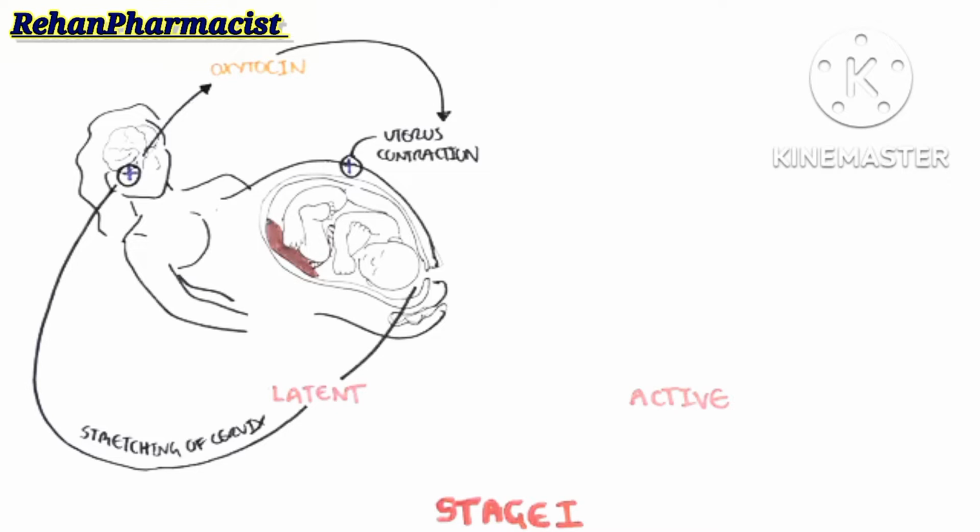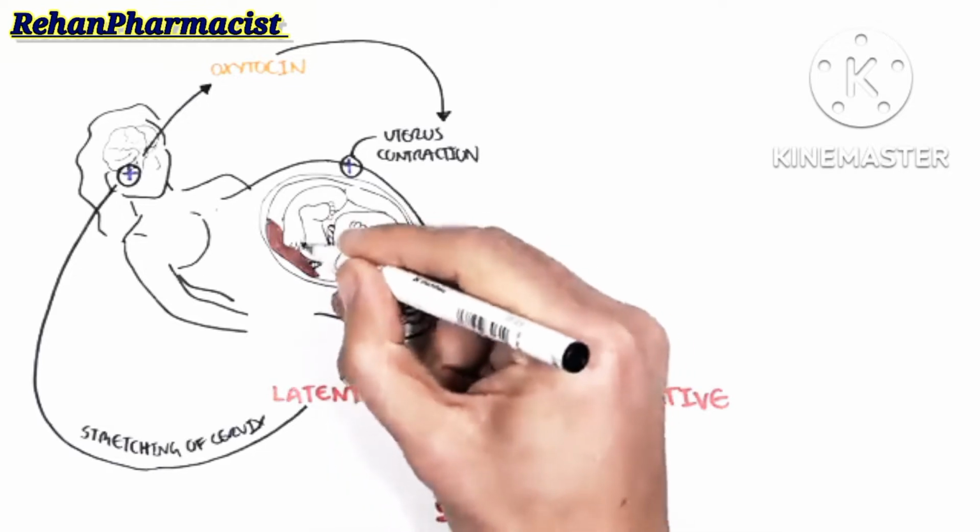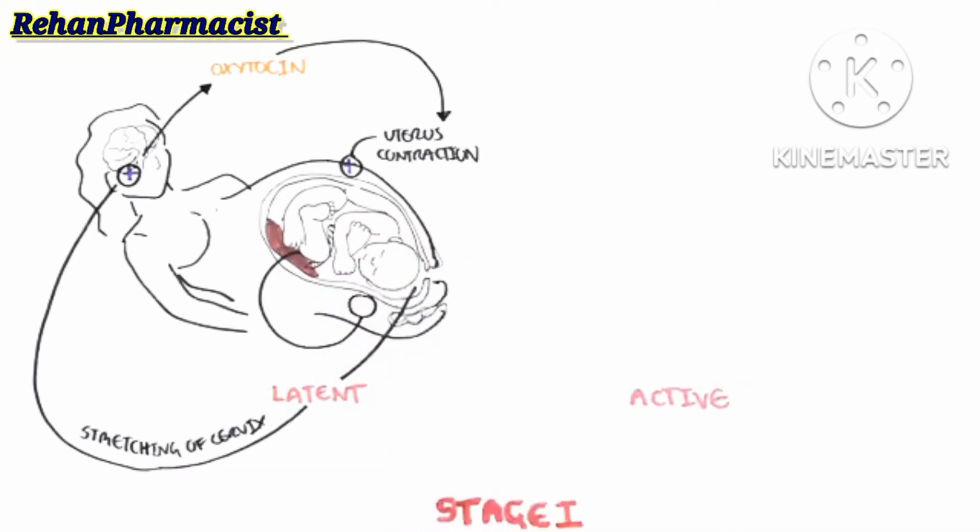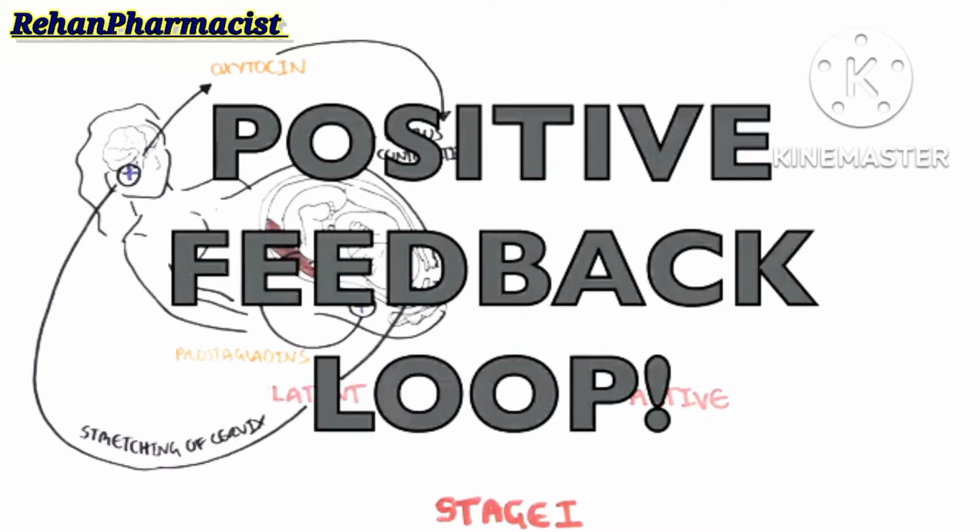What's more, when the fetus or the baby is ready to go out, it will also release things from itself, which will also stimulate the placenta to secrete chemicals called prostaglandins. And these prostaglandins will stimulate uterine contraction as well. So with all this uterine contraction by the oxytocin and by the prostaglandin, the cervix will slowly stretch out even more, and the cycle continues. It's a positive feedback loop.